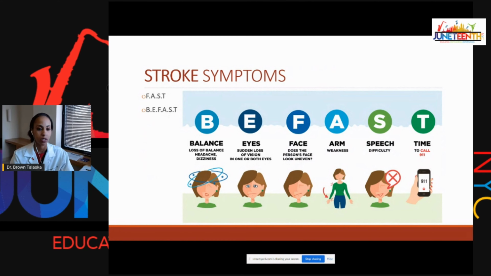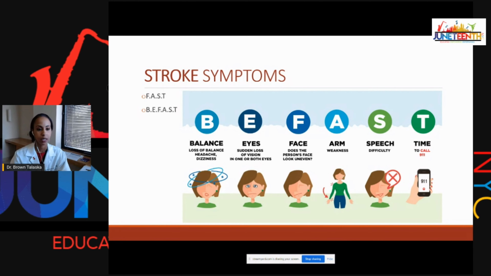Stroke symptoms, we have two. There's FAST and then there's BFAST. So according to some prior stroke research, the BFAST helps you identify about 10% more stroke patients quickly. So if you remember BFAST and can do it, this helps identify about 10% more patients. So BFAST stands for balance, eyes, face, arm, speech, and time.